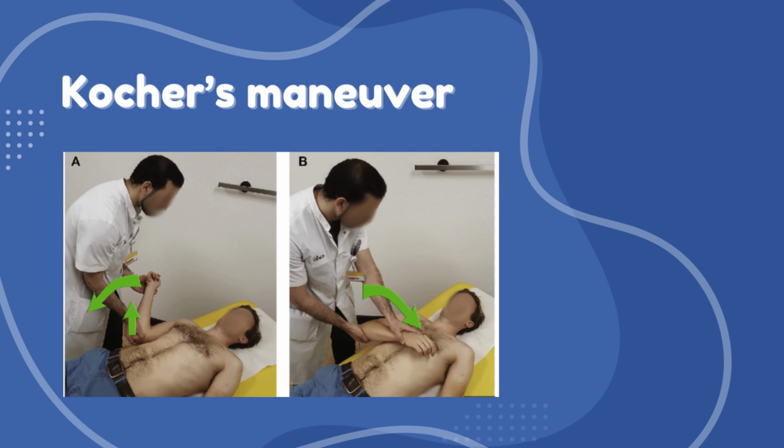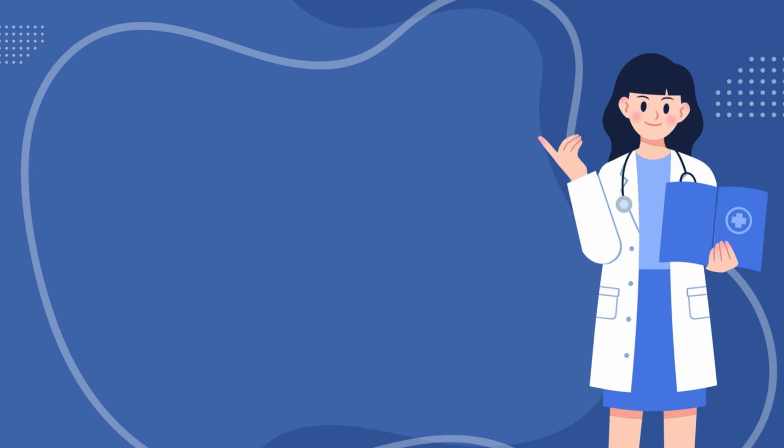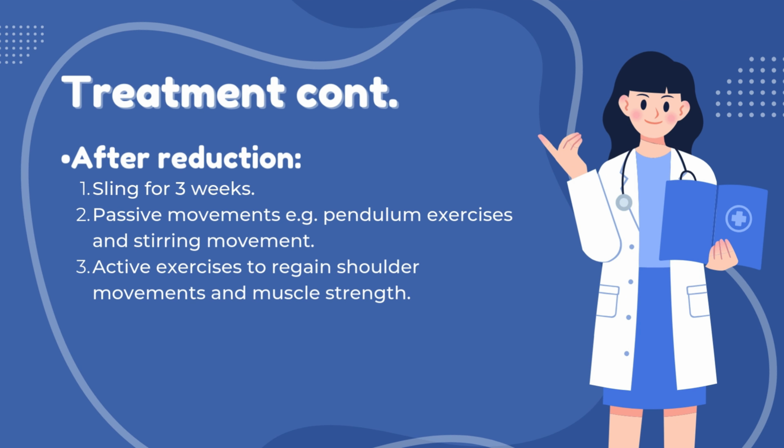And the third method is the Kocher maneuver. The Kocher maneuver sometimes might cause fractures in elderly patients. Be careful about osteoporotic bones in elderly people. After the shoulder is reduced, a check X-ray should be taken to make sure that the dislocation is reduced and to see if there are any fractures, like the greater tuberosity, that might get reduced or might need to be reduced operatively.